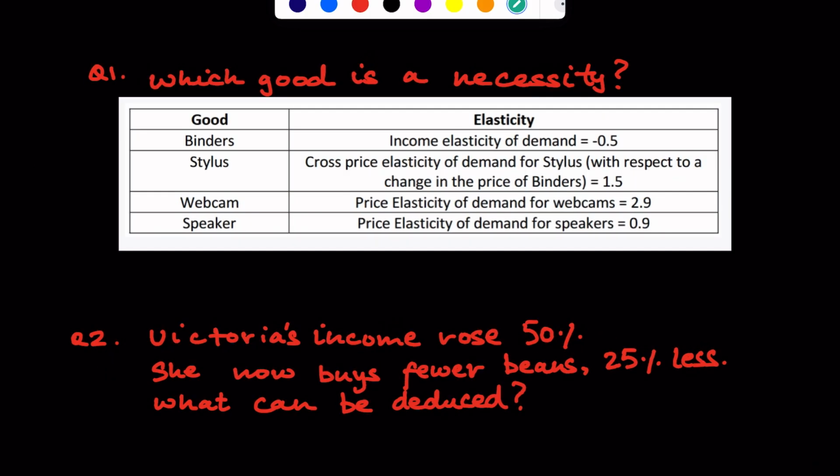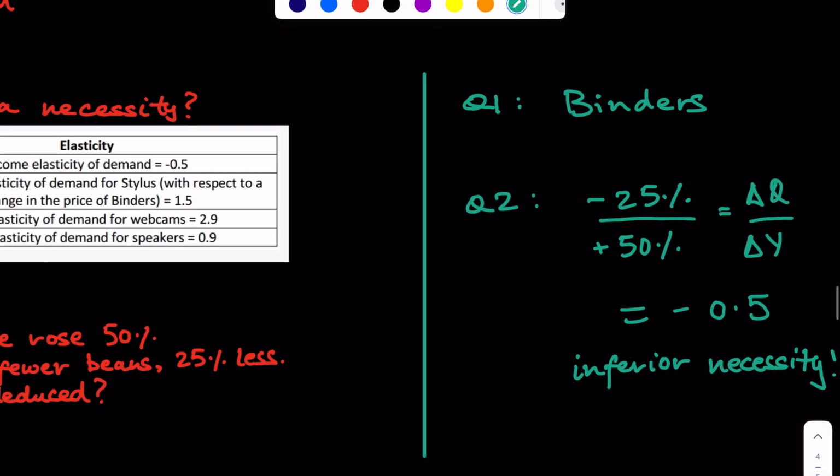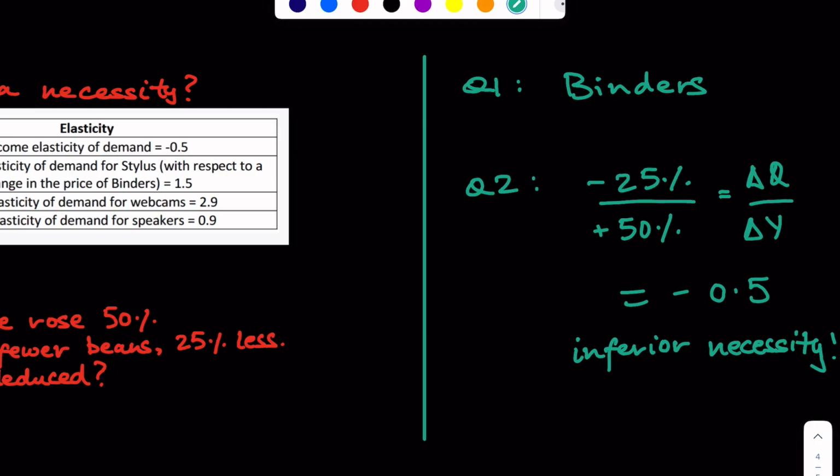I will explain my answers to them, but pause for a minute and we'll go over them momentarily. All right, welcome back. So, here are the answers I had to question 1 and question 2.